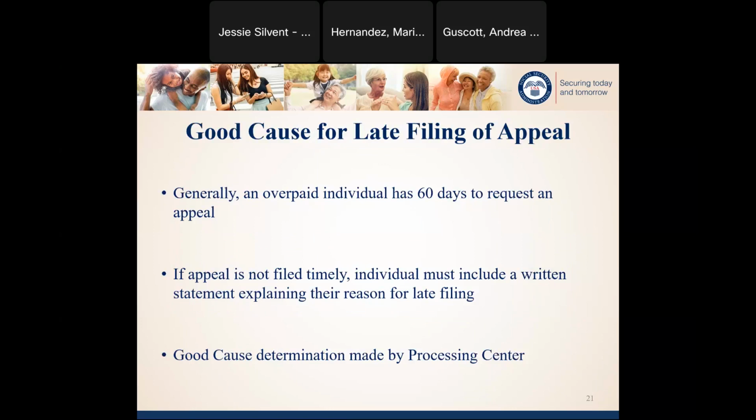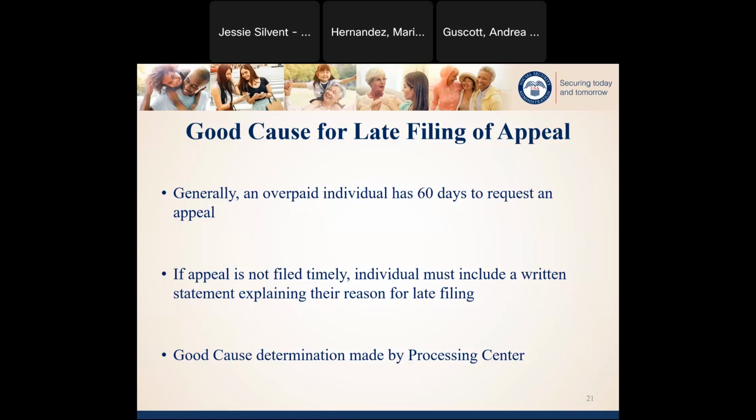As I mentioned earlier, in most scenarios, an individual has to file that appeal within 60 days. If extenuating circumstances were at play that prevented that person from timely filing the appeal, they must include a written statement with their appeal explaining the reason for the late filing. It's called good cause for late filing. The majority of determinations that fall under the retirement survivor disability insurance program are made by a technician in one of the processing centers, while field office technicians make good cause determinations for the SSI program.